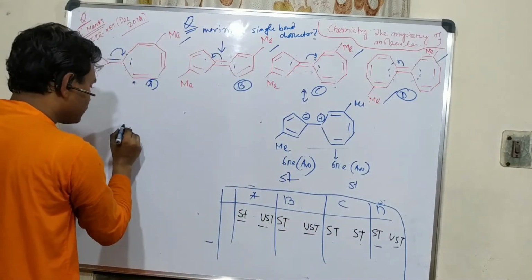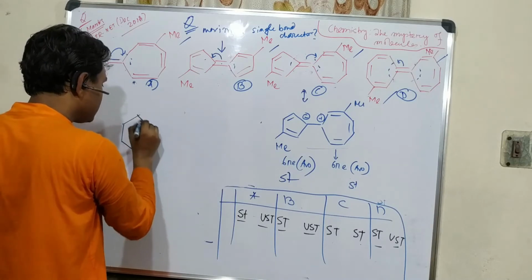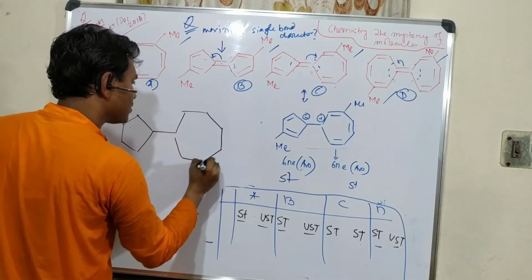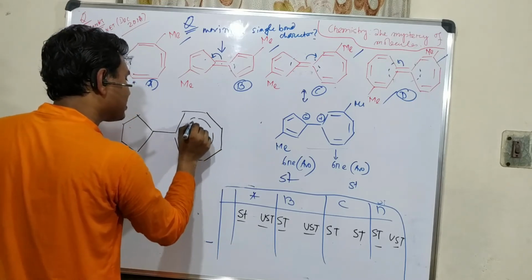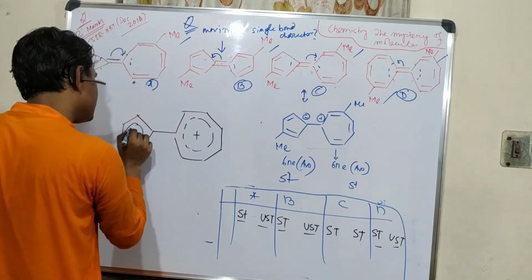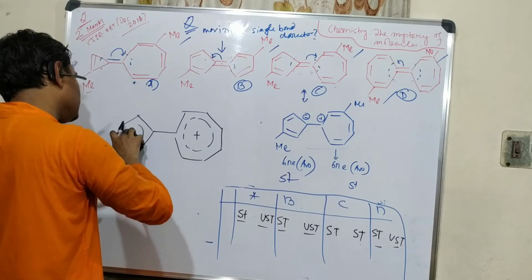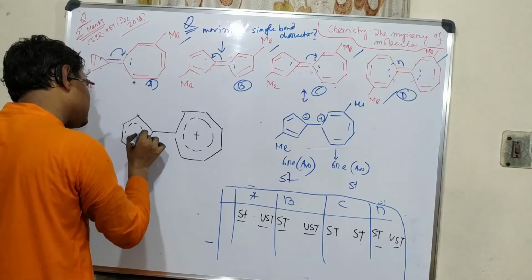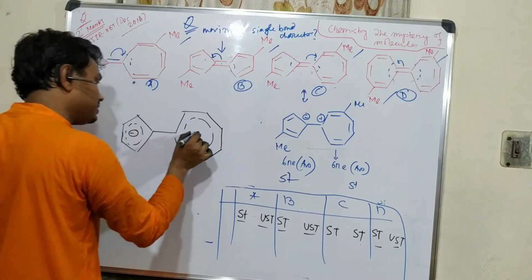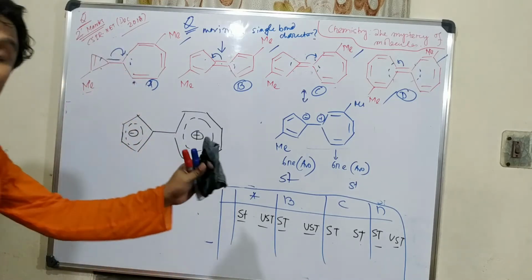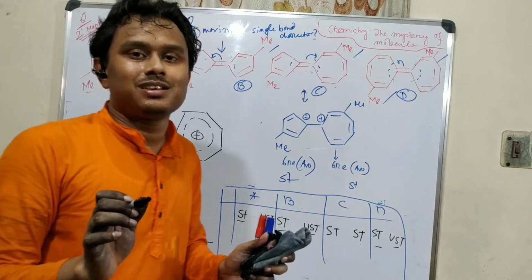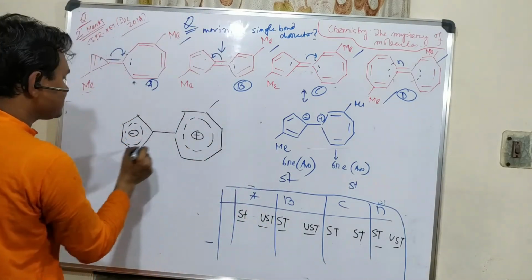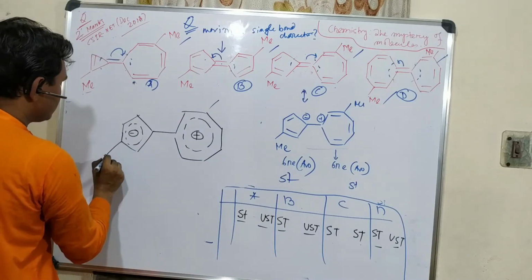What will the actual form look like? This is positive, this is negative. In this way, both rings are stabilized. Charge separation usually creates destabilization, I have explained many times. But here, charge separation is creating stabilization, and that is aromatic stabilization. Aromatic stabilization is a huge stabilization. So this and this is the methyl group.